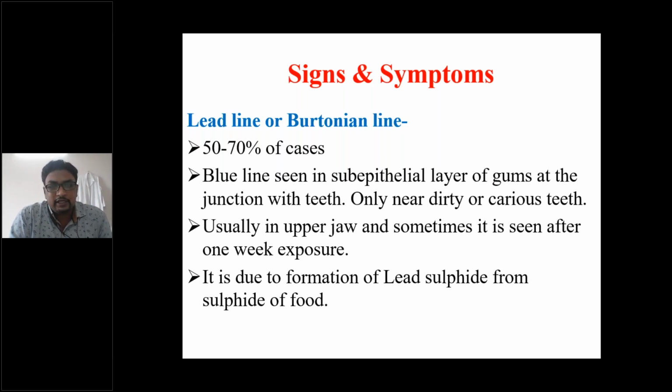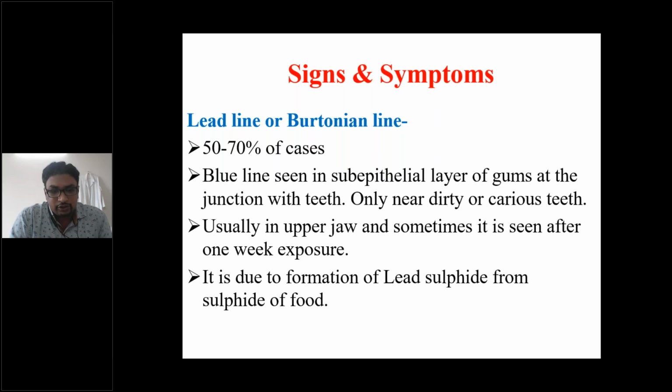It is a blue line seen in the subepithelial layer of the gums at the junction with the teeth. So blue lines are present at the junction of gums and the teeth, in the subepithelial layer, and only near the carious teeth. People who are not maintaining oral hygiene can show these lead lines and Bartolian lines more. They are usually seen in the upper jaw, and sometimes may be seen after 1 week of the exposure.